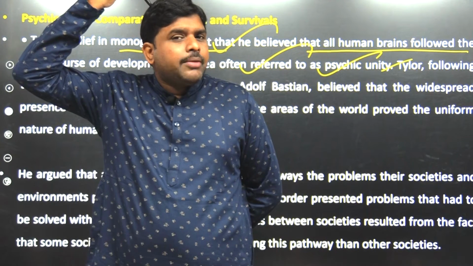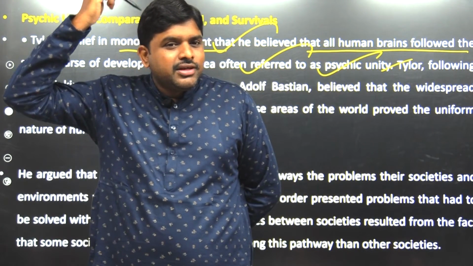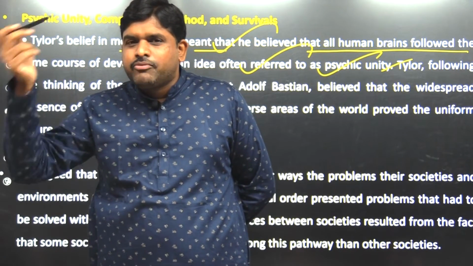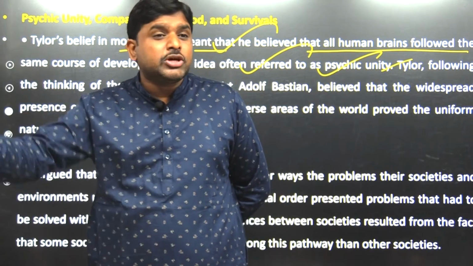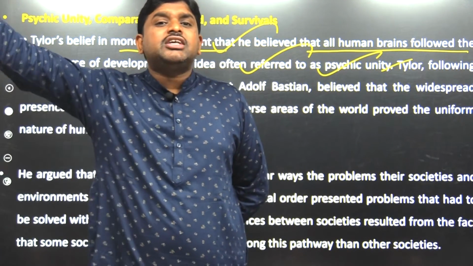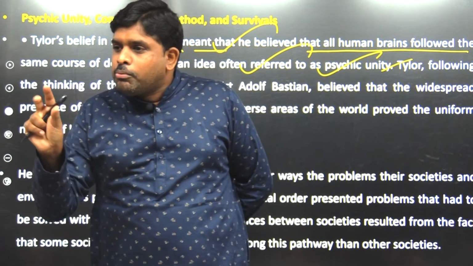So when the brain is the same, when monogenism is there, obviously the thought process will be the same. When the thought process is the same, the cultures will be the same. It's called the psychic unity of mankind. So what term did E.B. Tylor first give? Monogenism.